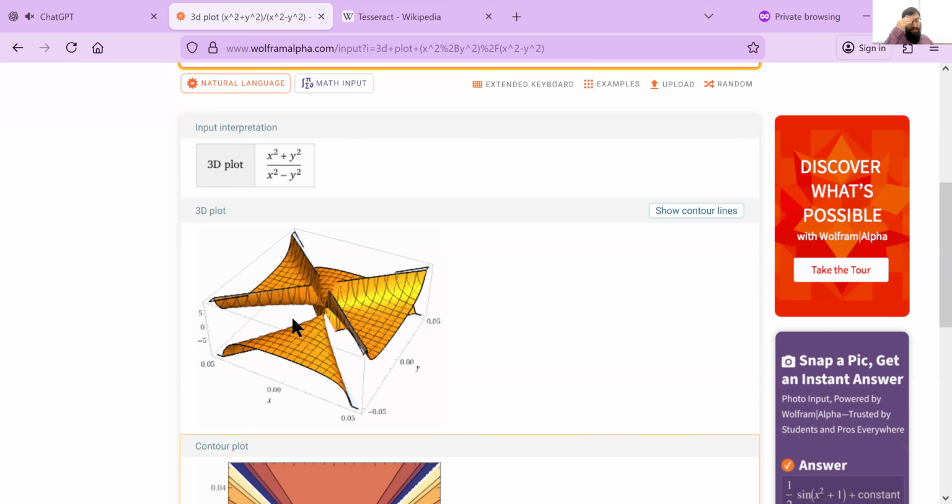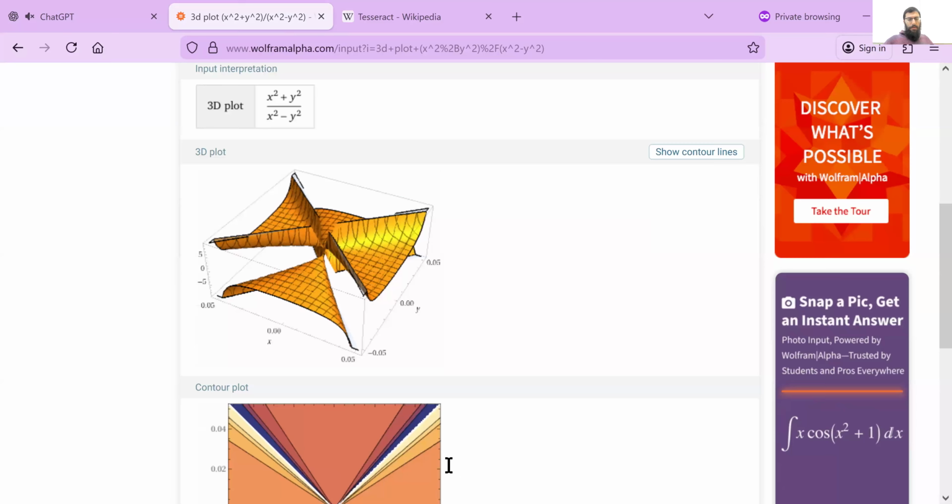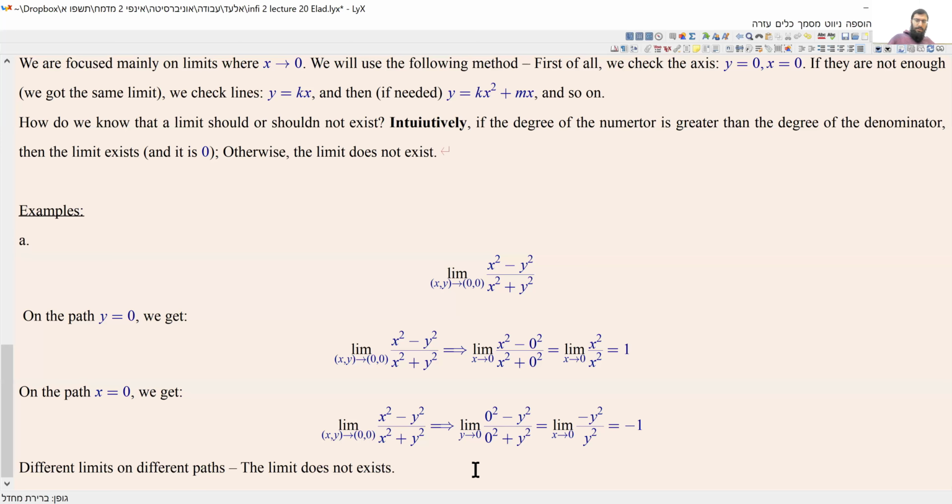You want me to paste it in the links? No, you don't have to. Not so important or necessary. Okay, different limits, the limit does not exist.